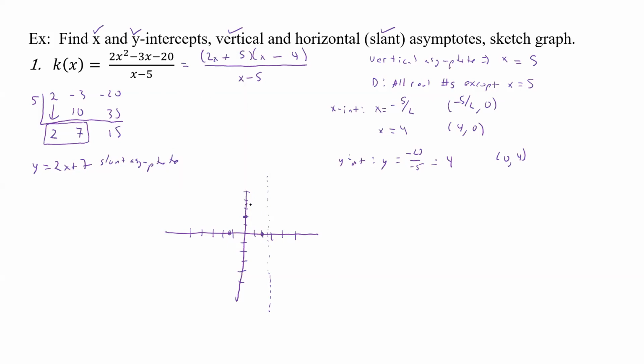If it'll ever let me draw it. Oh, come on. All right. And then up 2 over 1, and then down 2 over 1. So now we can see if we can get this. Not very well. Let's erase that and try again.